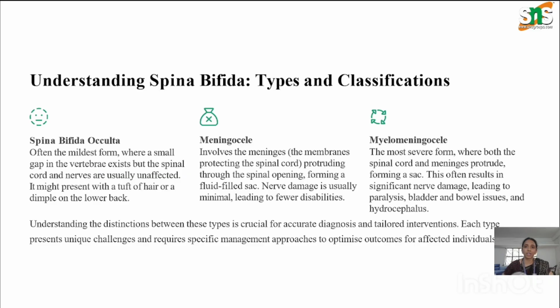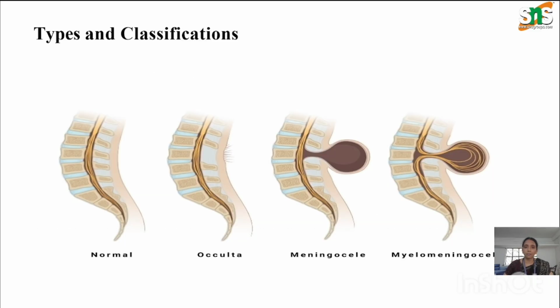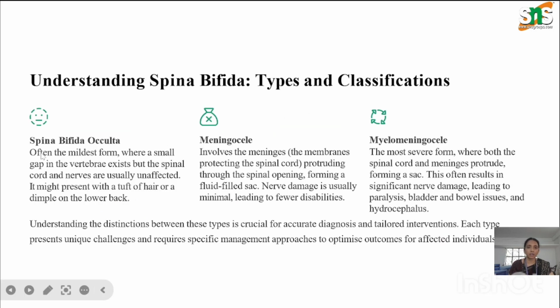The types and classifications of spina bifida. Spina bifida is basically classified into three types: spina bifida occulta, meningocele, and myelomeningocele. Spina bifida occulta is often the mildest form, where a small gap in the vertebrae exists, but the spinal cord or nerves are usually unaffected. Only the vertebra is split into two without a closure. It might present with a tuft of hair or a dimple on the lower back, which is the affected area.